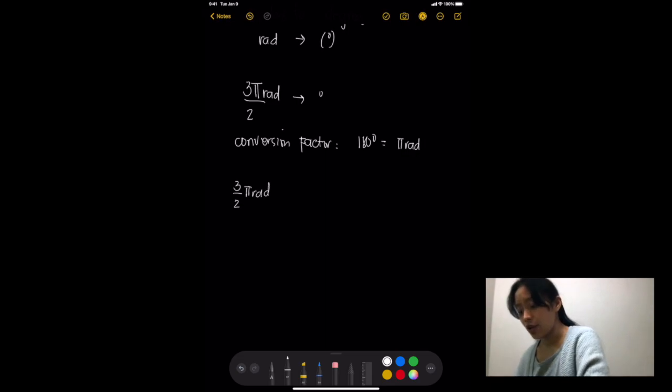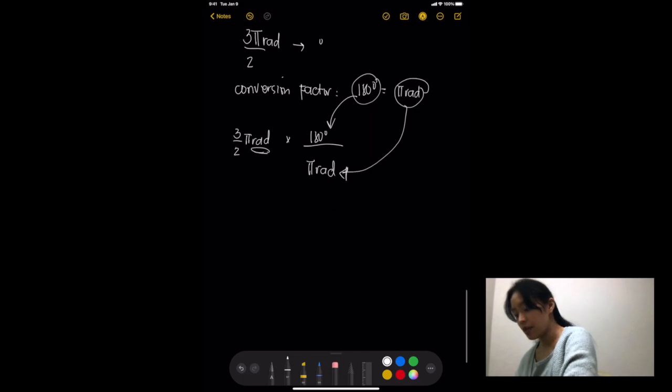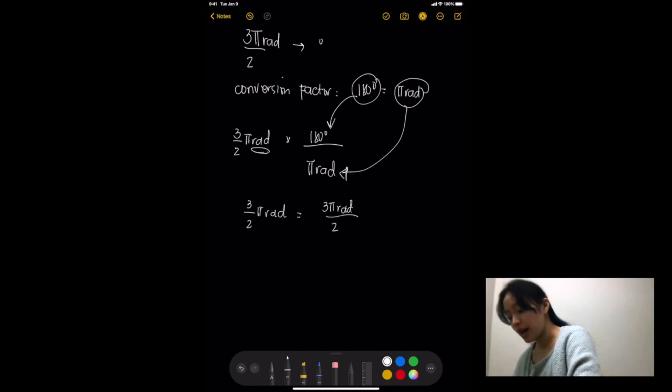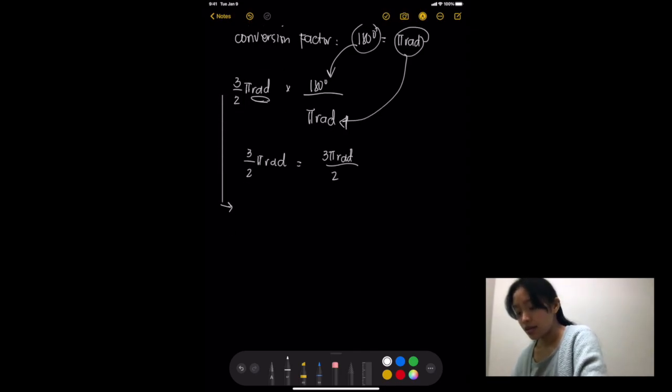So let's now start. So I'm writing 3 halves pi radian times, and I'm going to copy this into the denominator because I have radian as my numerator, pi radian, and copy the remaining factor here, 180 degrees. Alright, take note also, 3/2 pi radians is just equal to 3 pi radian over 2. So don't get confused. Okay? So whatever the label here, you can just attach it to the numerator. So they're the same.